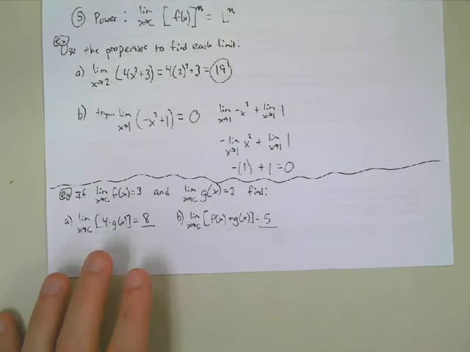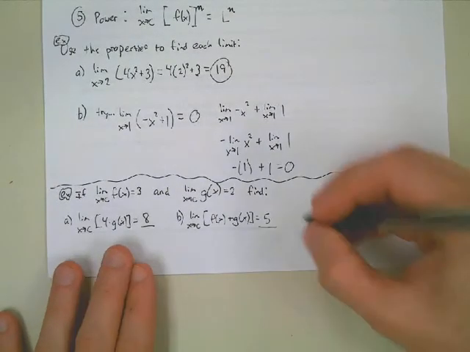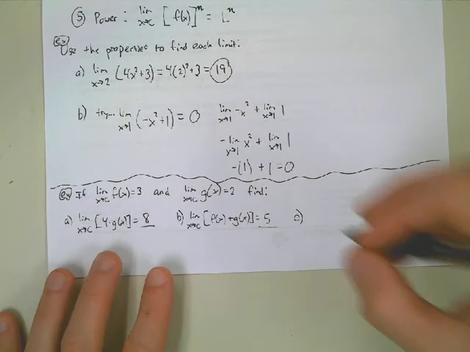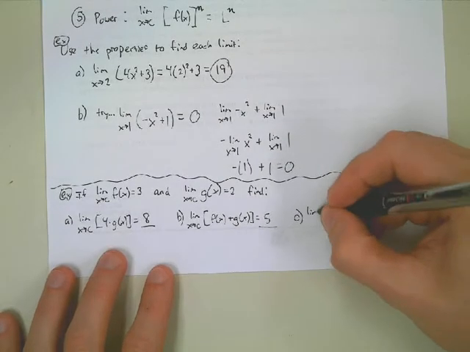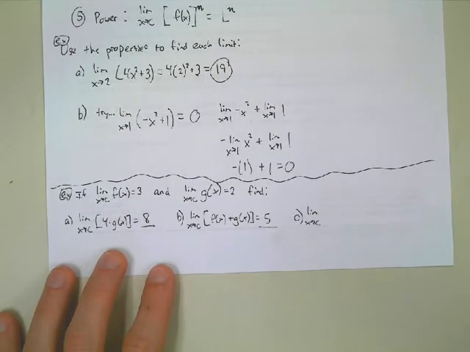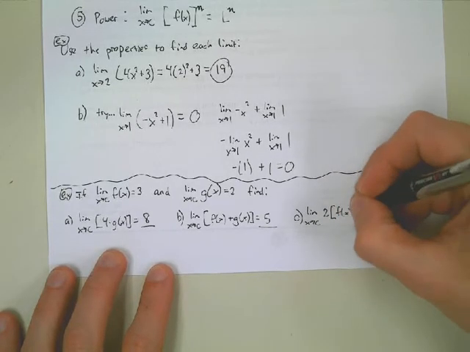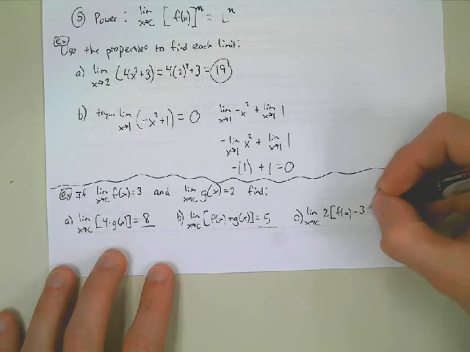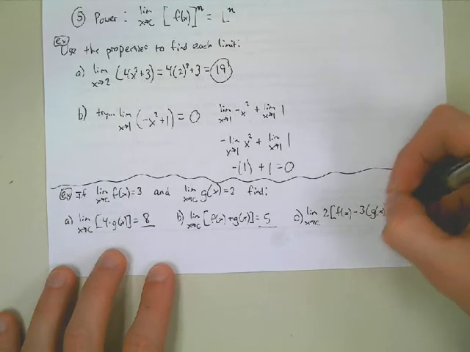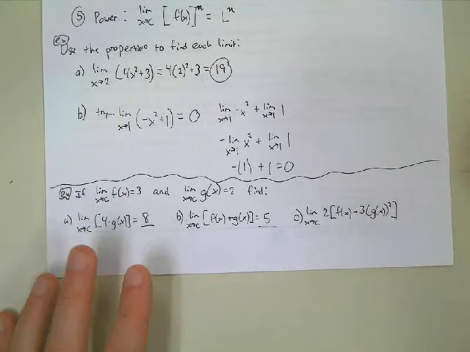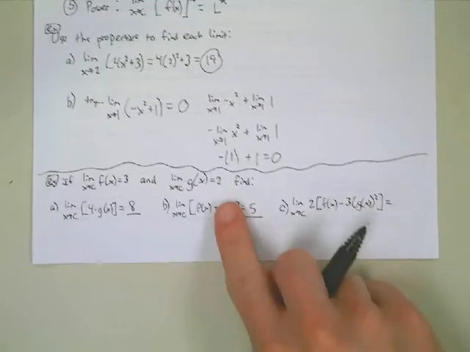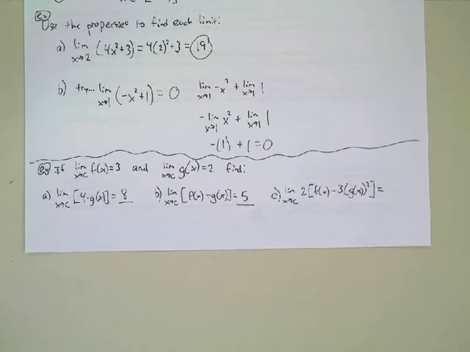All right, one more here. Oh, sorry, I meant to do one more. All right, the limit as x approaches c of 2 bracket f of x minus 3 parenthesis g of x squared. So this is using almost all of our properties here.